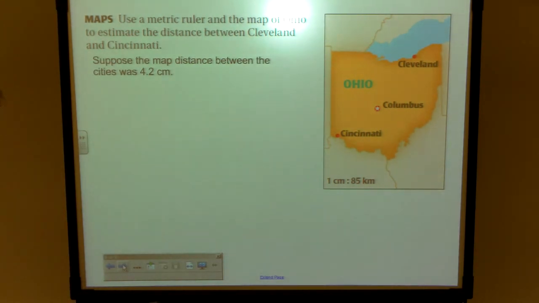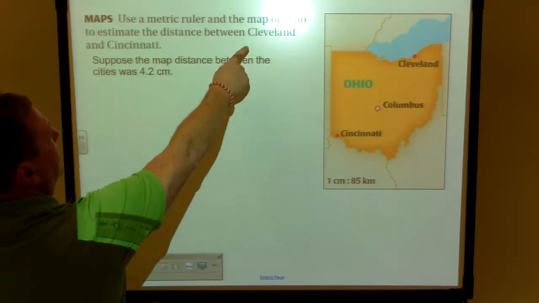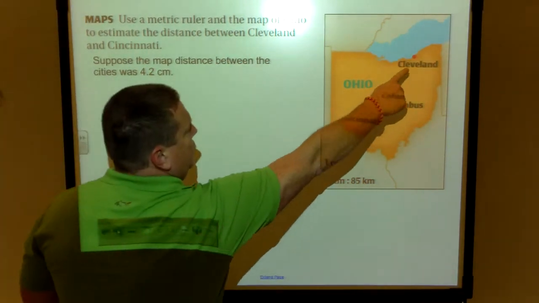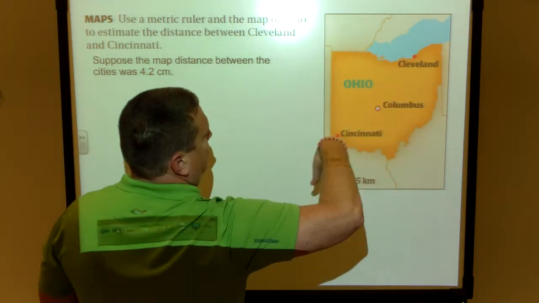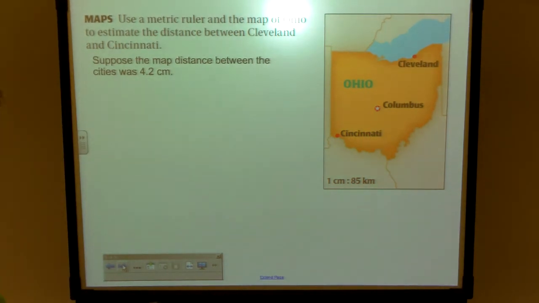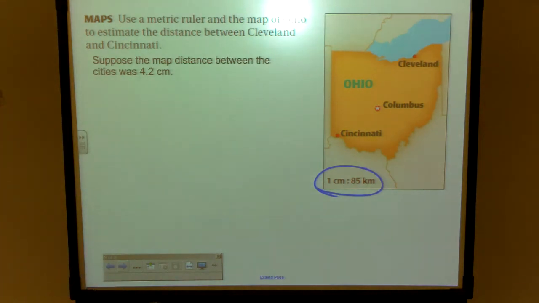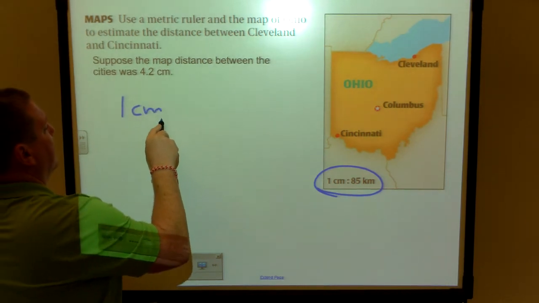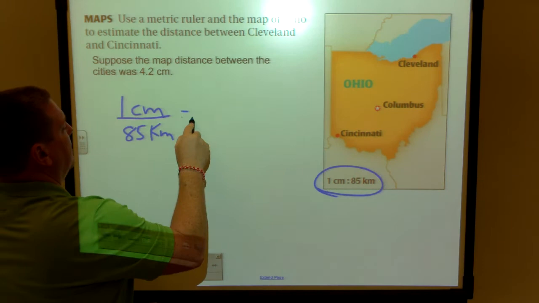This one says use a metric ruler and the map to estimate the distance between, they do say estimate because it's not perfect, Cleveland and Cincinnati. So Cleveland's here, Cincinnati is over here. And let's suppose we put a ruler on there and we measure that to be 4.2 centimeters. We can see right here there is a scale in the map. So somewhere on all your maps, as long as they're drawn to scale, there should be a scale for you. That says 1 centimeter is to 85 kilometers of real life.